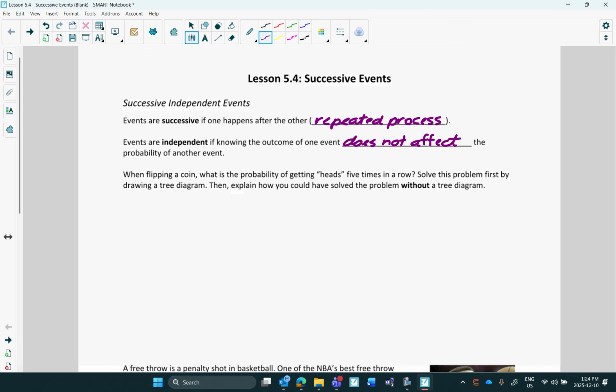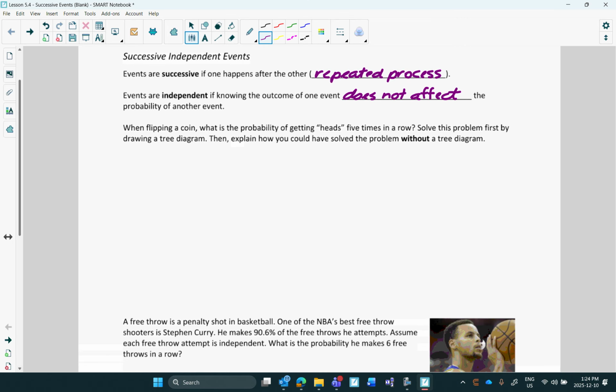Okay, so let's say we've got a coin. We're going to flip it 5 times. What's the probability we get heads 5 times in a row? You can look at this using what we did last time, a tree diagram. The first flip, you're going to have heads or tails. Let's just focus on heads. What's the probability of getting heads on the first flip? 0.5, or 50%.